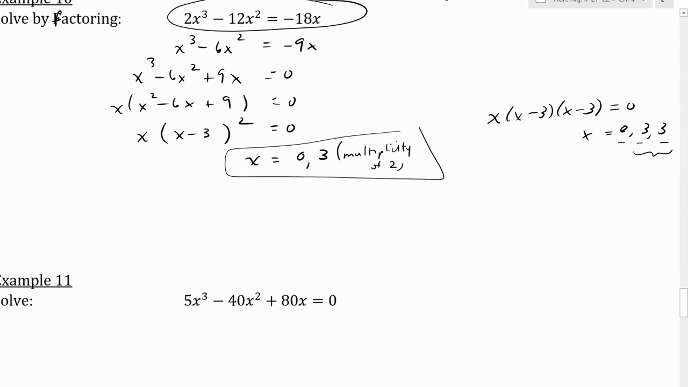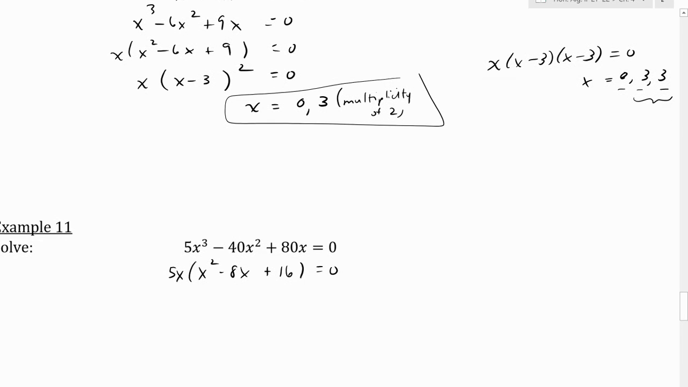So this one, I could totally divide both sides by 5, or I could factor the 5 and the x out. It's completely your choice. And then keep factoring. That's an x minus 4 all squared.